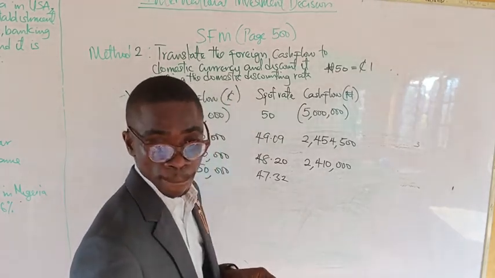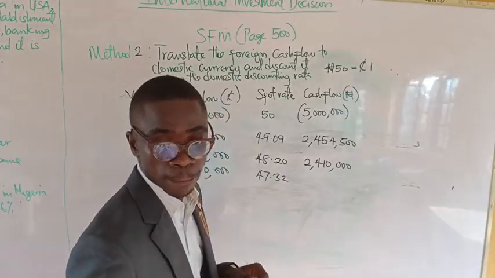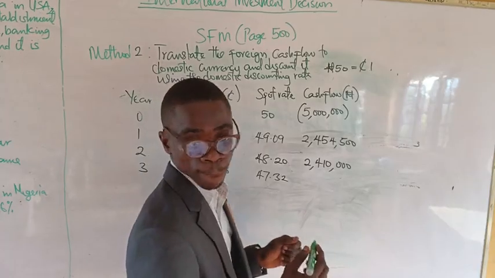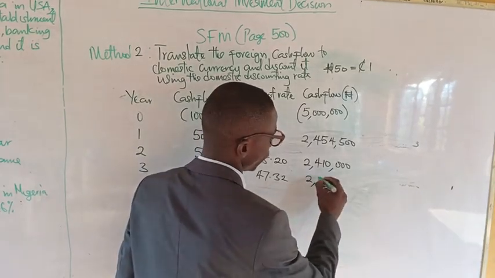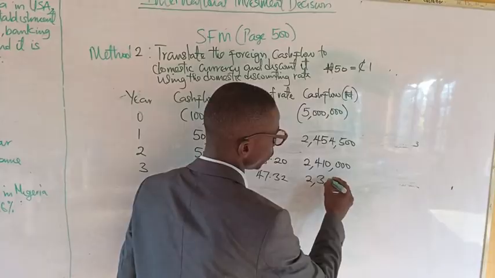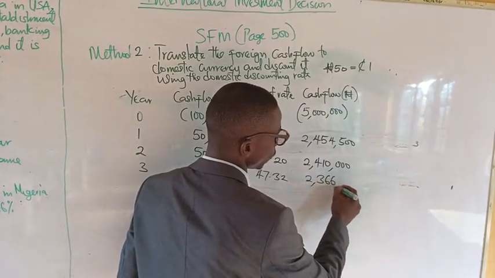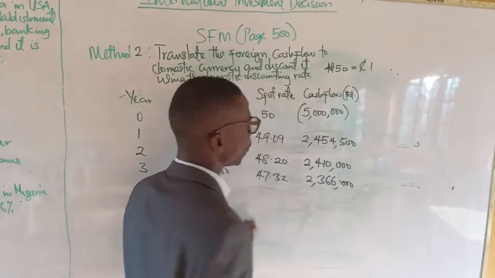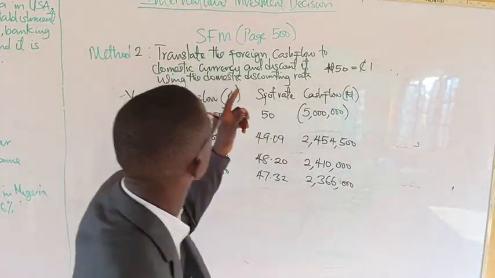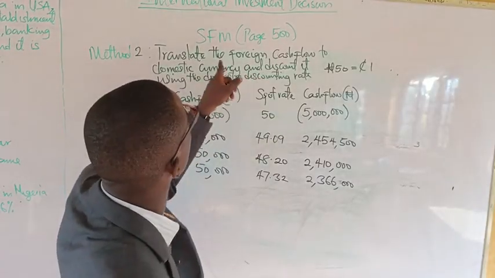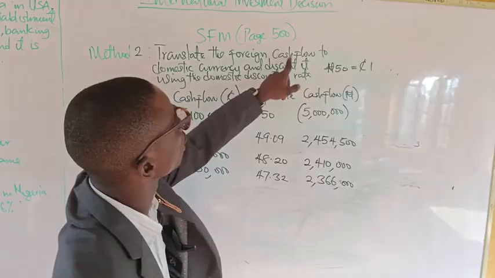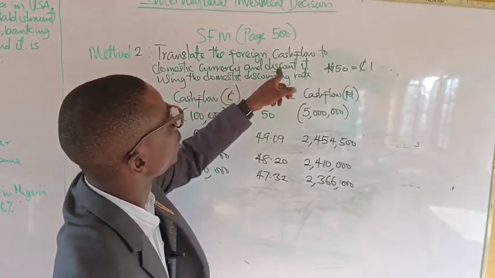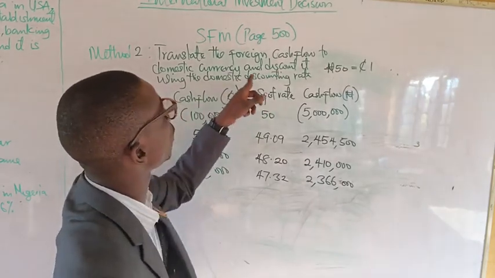The last one, 2 million 366,000. Now, look at it now. Since we have translated from foreign cash flow to domestic cash flow, what do they say we should do now? Discount it using the domestic discounting rate.